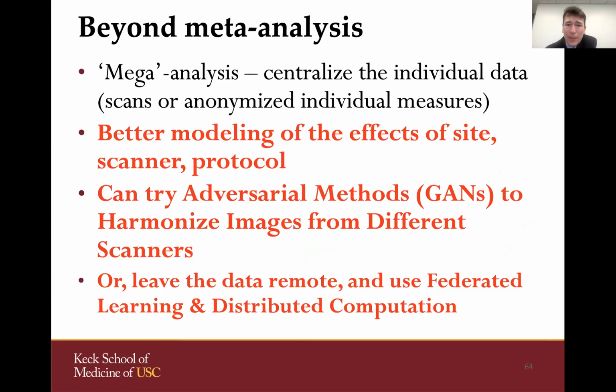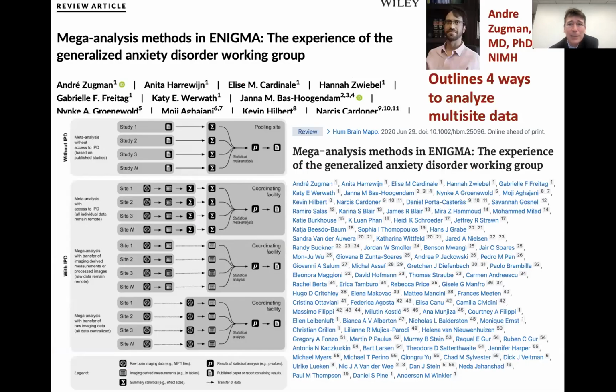So I'm going to move into a more mathematical mode and say that beyond meta-analysis, which has been used in the studies I've just described, you can centralize the individual data, either the scans or the anonymized individual measures, and do some better modeling of the effects of the site and the scanner on the data. Because the data comes from different sources, we can even use adversarial methods to harmonize data to make it more comparable from different sites. Or you can leave the data remote and use federated learning and distributed computation, which we'll talk about a little bit.